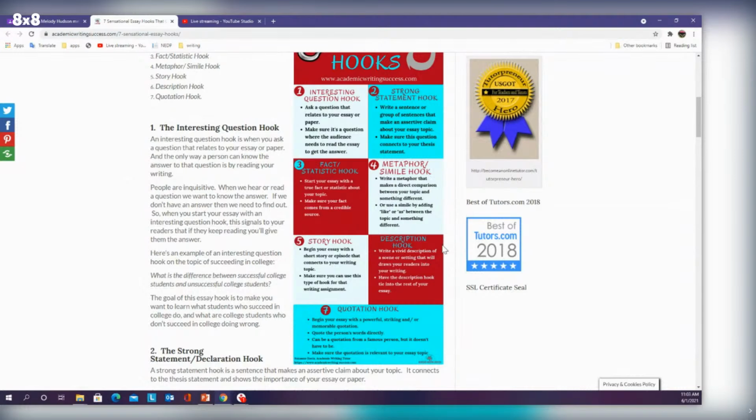Then you have a description hook, where you write a vivid description of a scene or setting that draws your readers into your writing. So you're going to have the description hook tie into the rest of your essay.